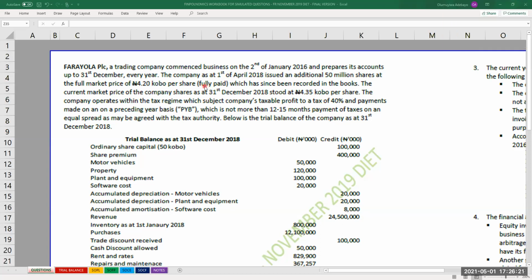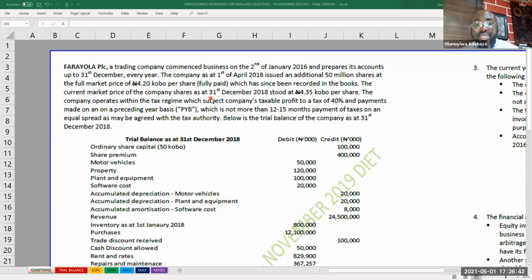If you look at this phrase, the phrase here says fully what? Paid. And it was issued at full what? Market price as at that date. This full market price as at this date is different from the reporting date. This is about 9 months after. Therefore, don't mix it up.